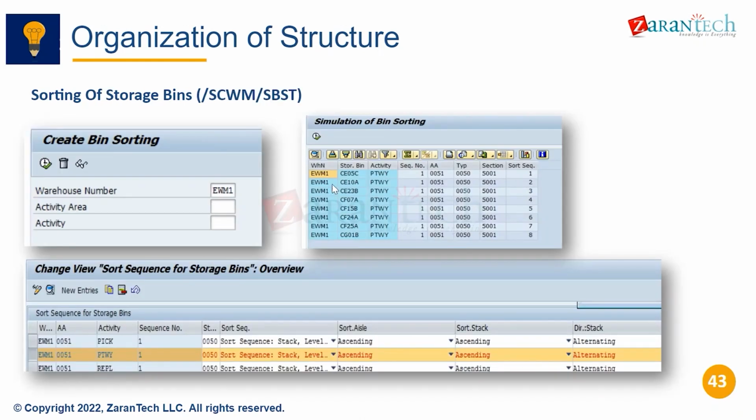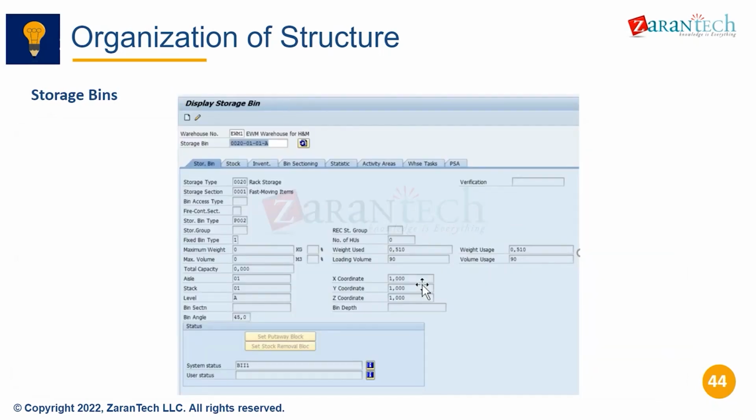Okay, so this is bin sortings. You see here, sortings of the bins will be done based on the activity area, sequence number, and the sort sequence. And to do the sorting of bins, SAP has given the standard transaction code SCWM SBST. This is how storage bins look in the EWM system.